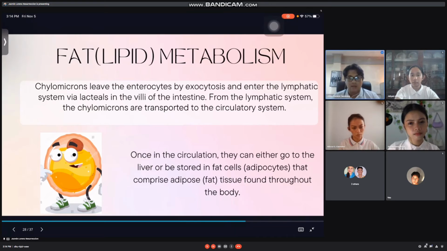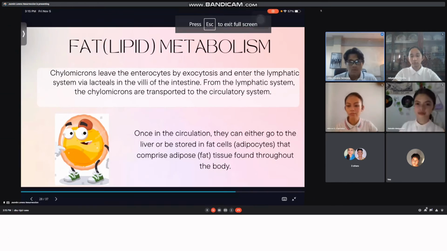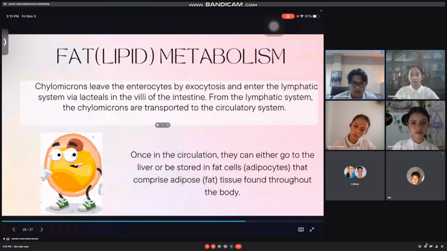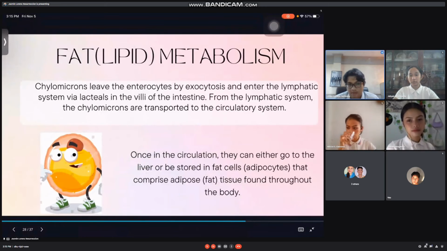So after that, the chylomicrons spread into our lymphatic system, which then spreads them into our circulatory system. Once they are in circulation, they will either go to the liver or be stored in fat cells, or adipocytes, which entails the ending of our fat or lipid metabolism. Okay, thank you. Next slide, please.